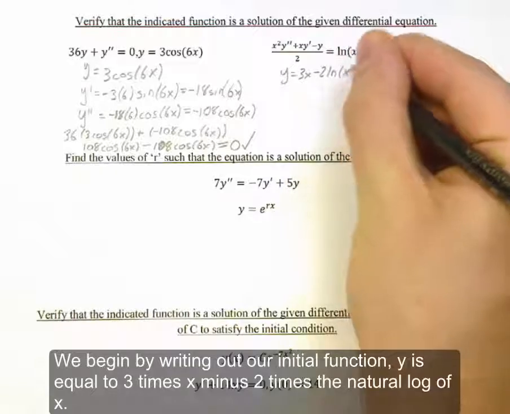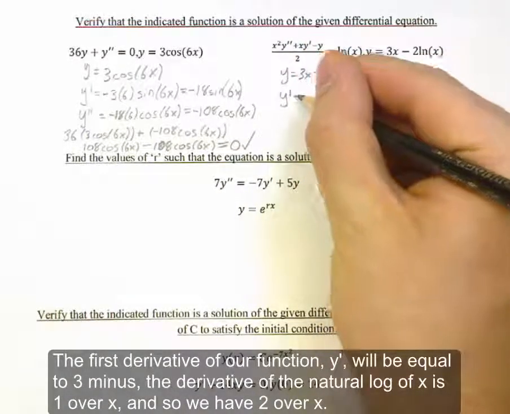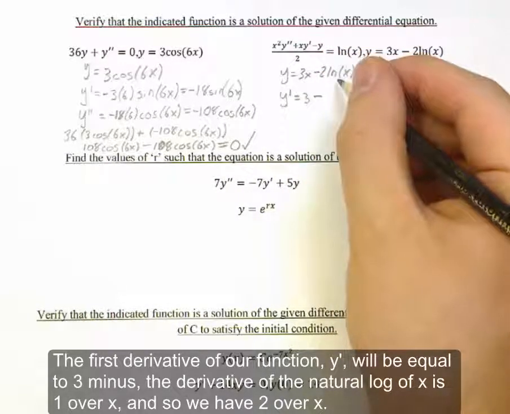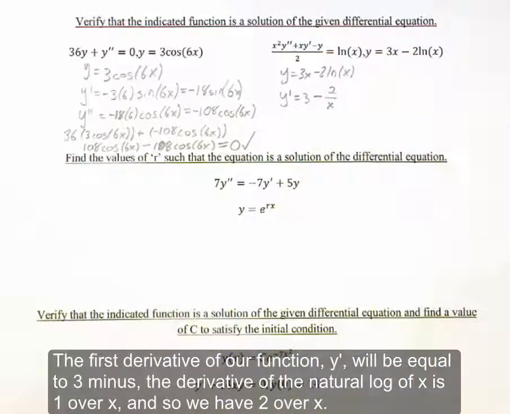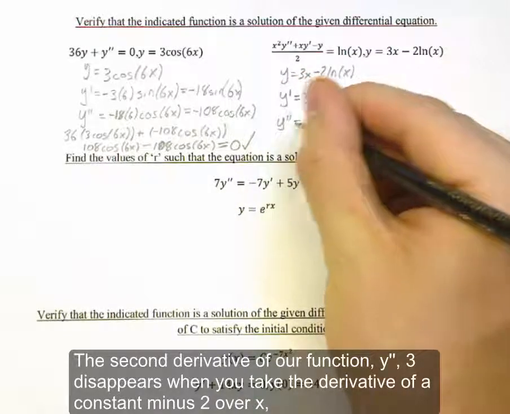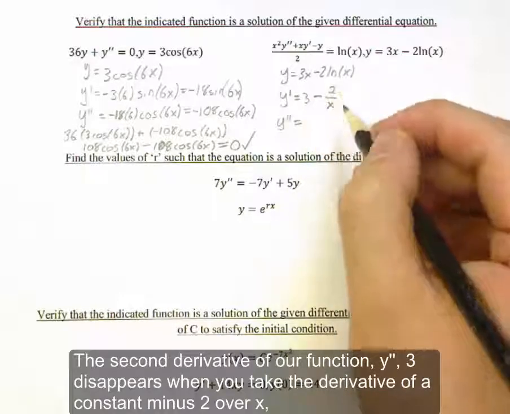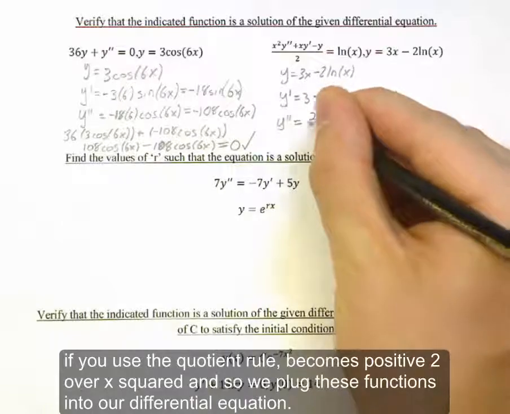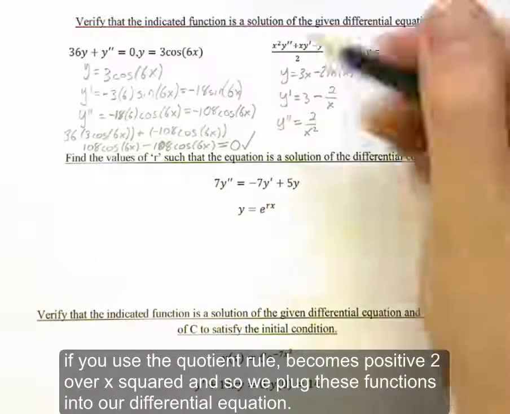log of x. The first derivative of our function, y prime, will be equal to 3 minus the derivative of the natural log of x is 1 over x, and so we have 2 over x. The second derivative of our function, y double prime, 3 disappears when you take the derivative of a constant, minus 2 over x, if you use the quotient rule, becomes positive 2 over x squared. And so we plug these functions into our differential equation.